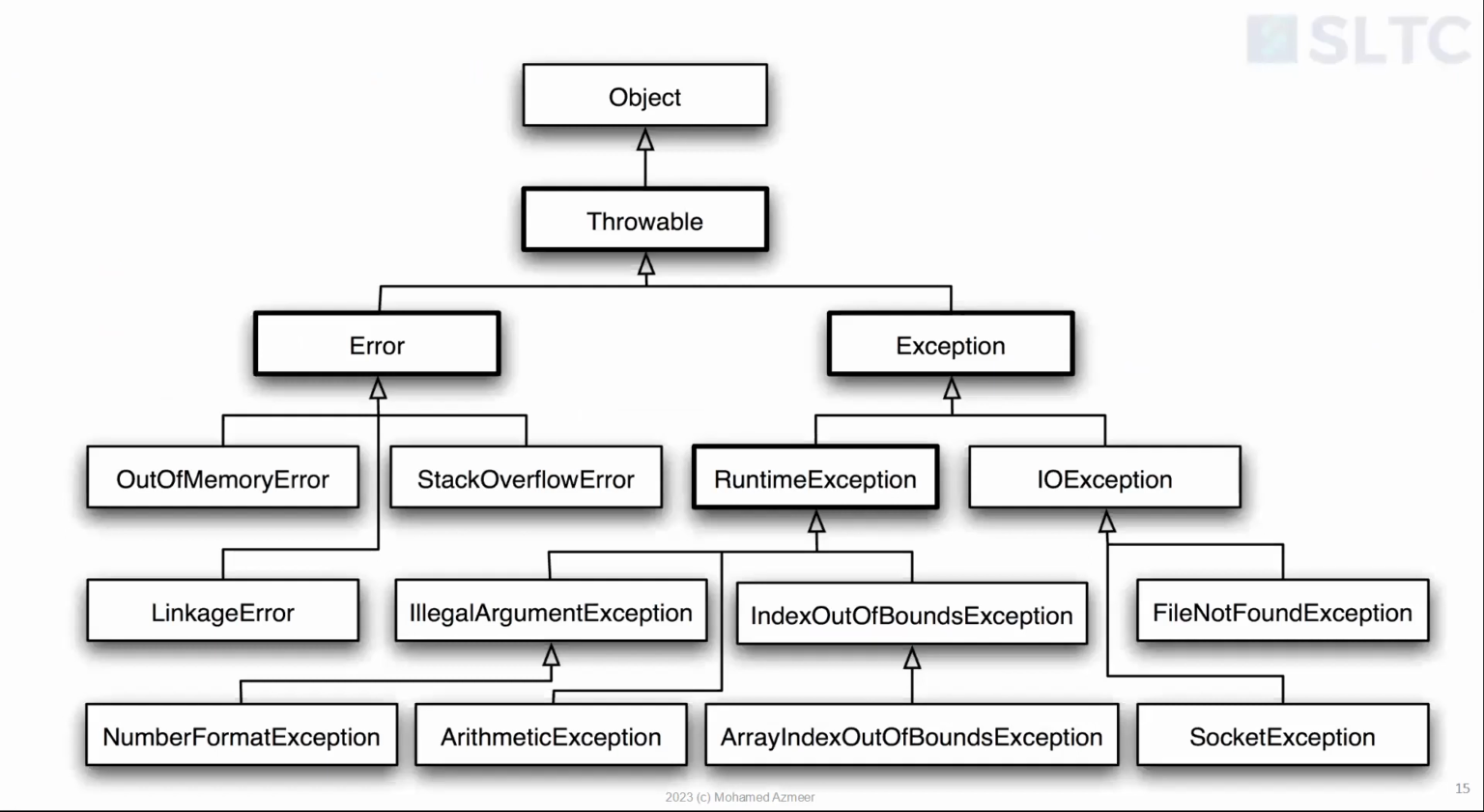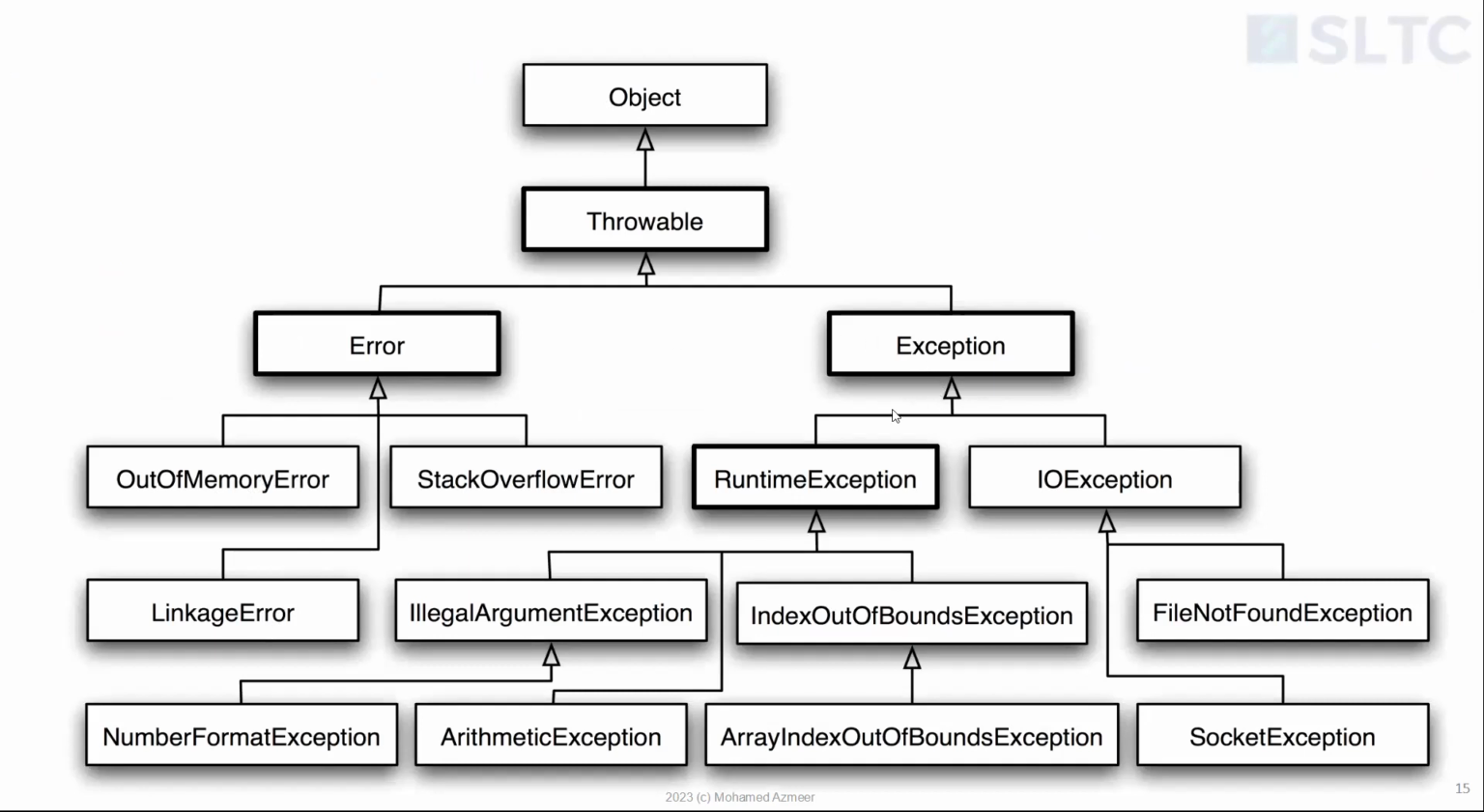Now, if you further expand this hierarchy, on the top we have the object, then we have throwable, we have errors and exceptions. Errors, you see, we have three: out of memory error, stack overflow error, linkage error. See, we can't do anything about it, isn't it? If an out of memory error happens, we can't do anything about it.